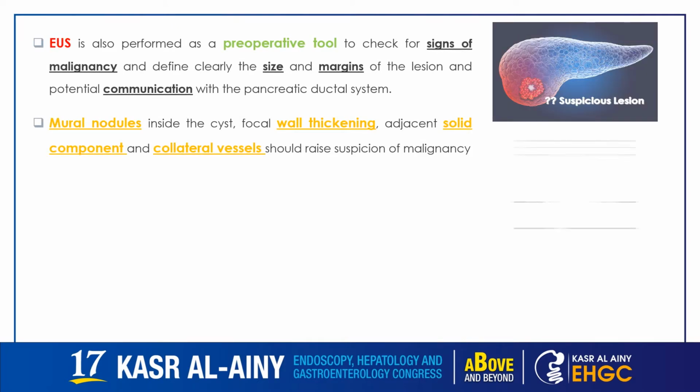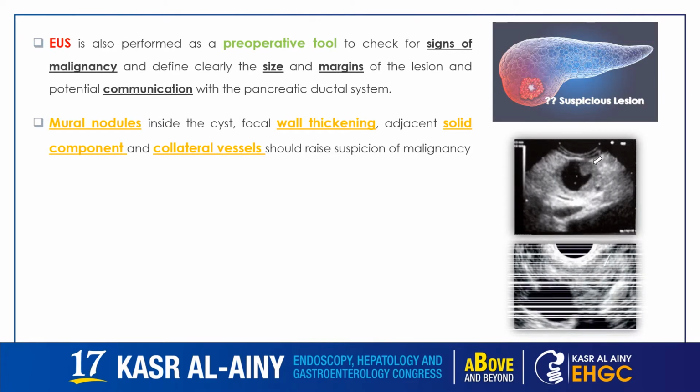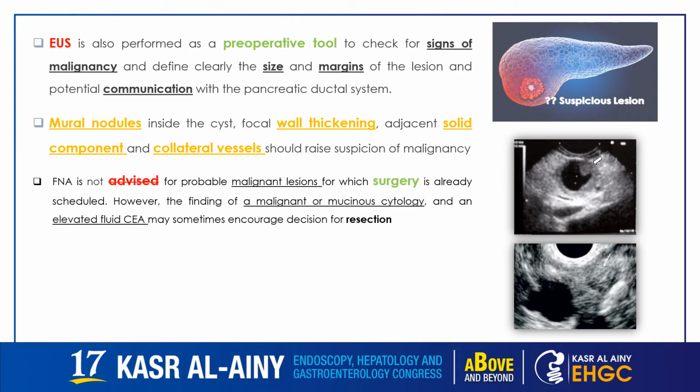EUS is also performed as a preoperative tool. Mural nodules inside the cyst, wall thickening, solid component, and collateral vessels should raise the suspicion of malignancy. Fine needle aspiration is not advised for probable malignant lesions for which surgery is already scheduled.